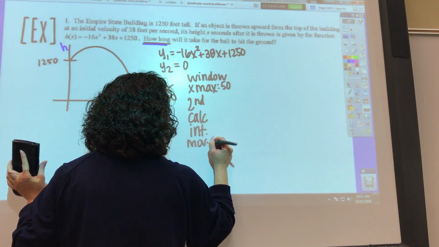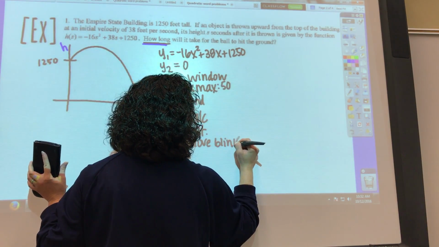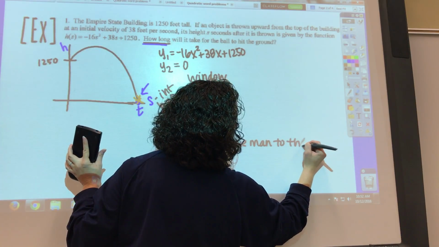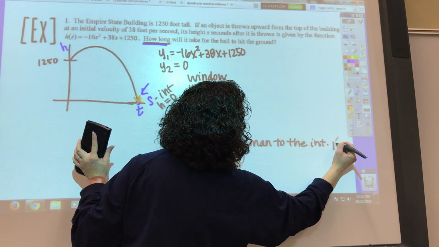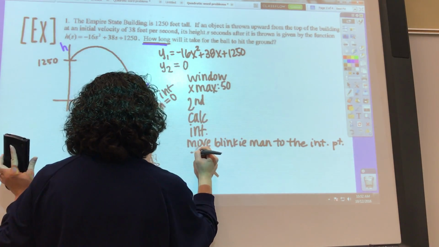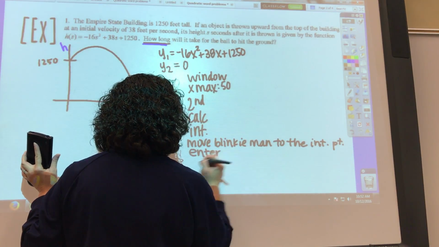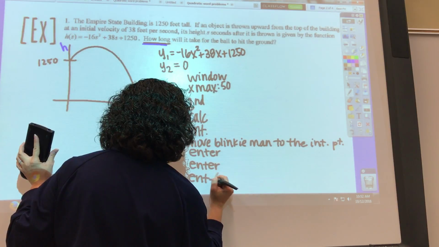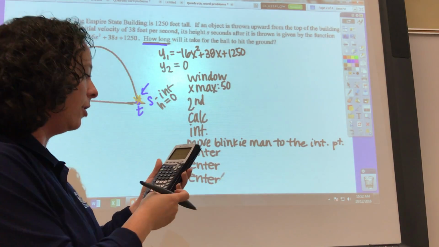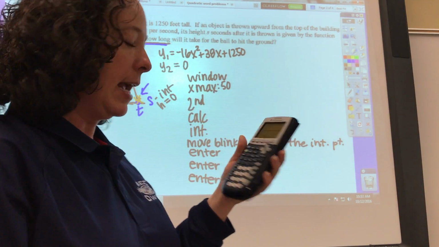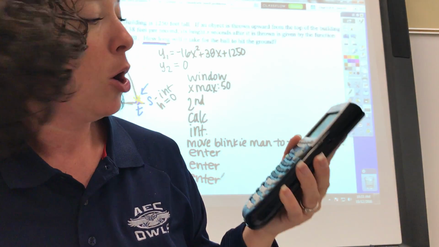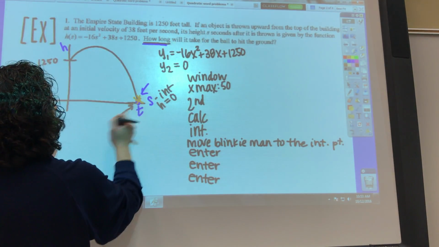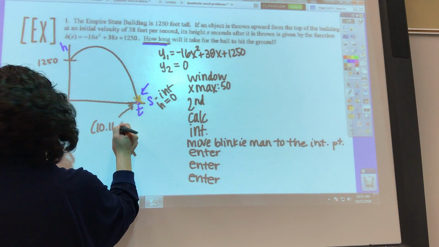So move Blinky Man to the intersection point, and then you hit enter 3 times. I feel like a broken record. So enter, enter, enter, and I get 10.11. So this point right here is 10.11 comma 0.